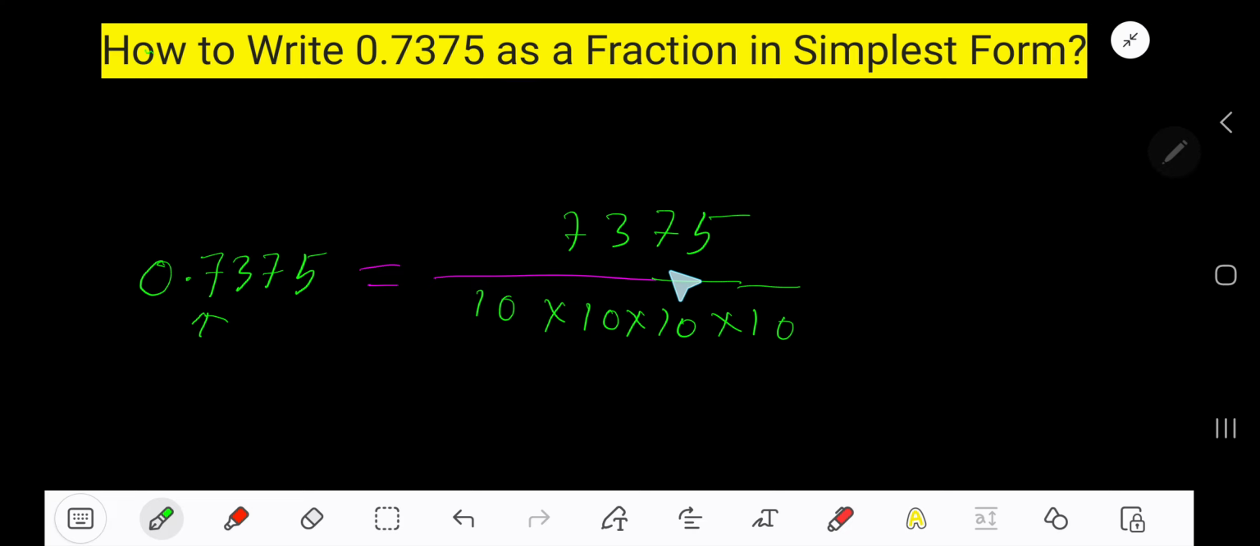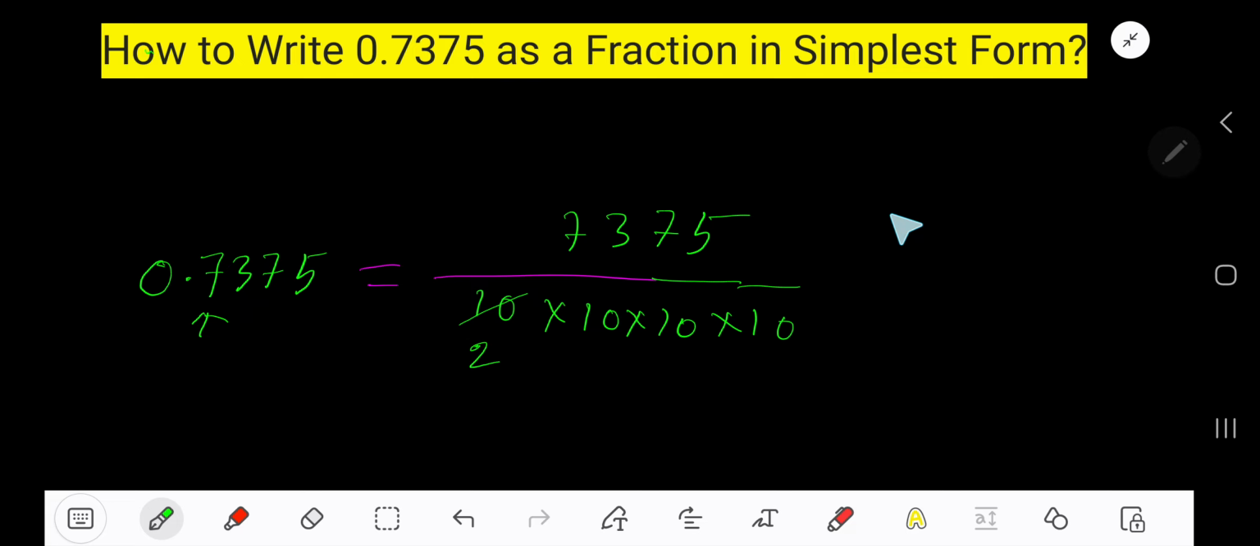To reduce this fraction in one step, you need to divide numerator and denominator by the greatest common factor or divisor. But if you want to simplify this fraction in multiple steps, then you need to divide numerator and denominator by the common factor. This number has 5 at the last, so this is divisible by 5. This number has 0 at the last, so this is also divisible by 5. If we do so, we will get 2. And for this number, just divide by 5.